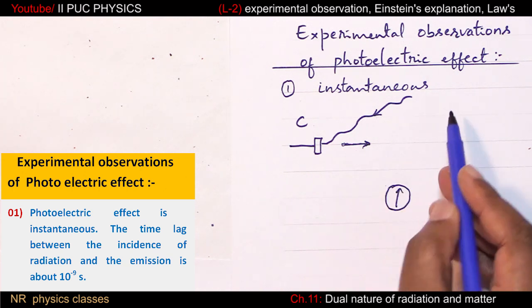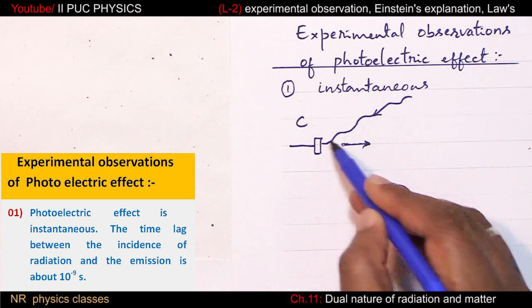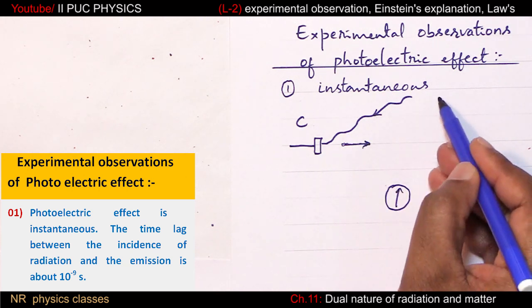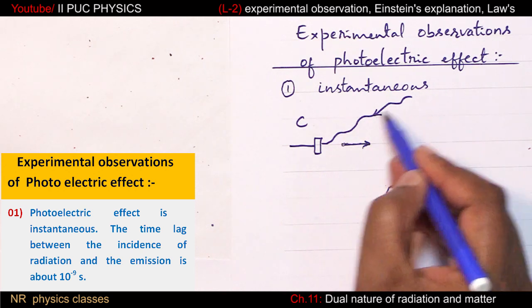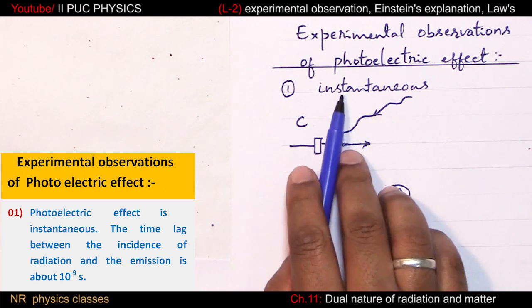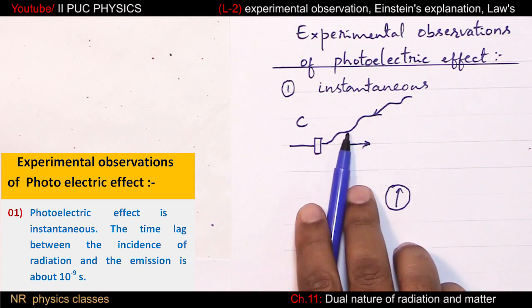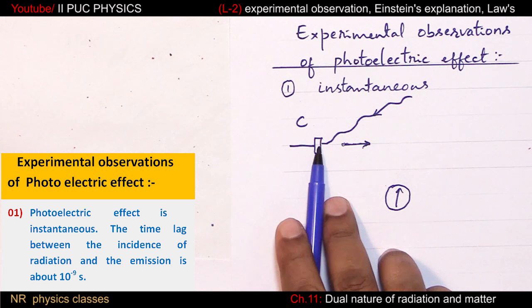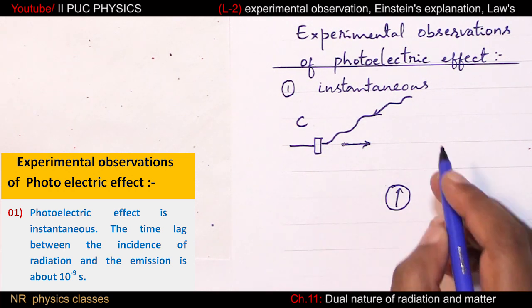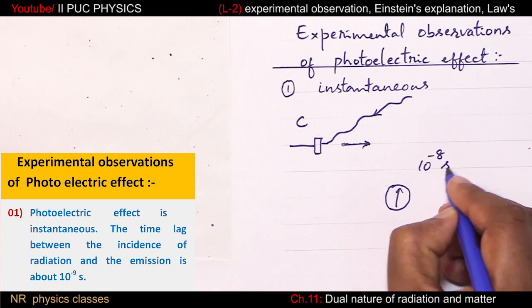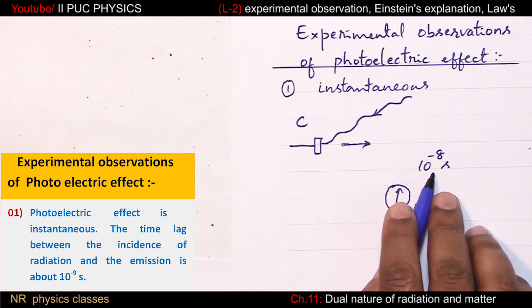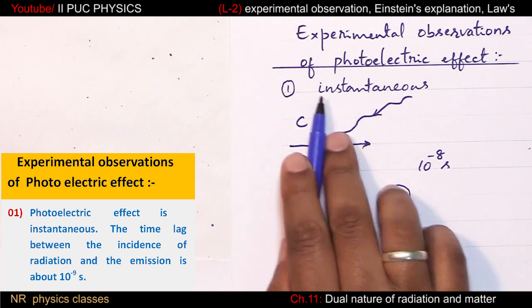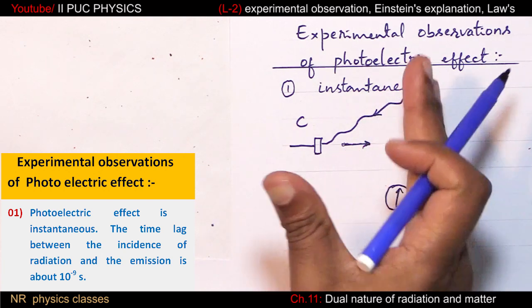Now, as soon as light is incident, deflection is observed. There is no light, no deflection. There is light, there is deflection. No light, no deflection means it is instantaneous, and the time lag between light incident on the material and emission of electrons is about 10 power minus 8 second, which is very small. For human scale, this time is very small. Therefore, it is almost instantaneous. So we can say it is instantaneous. Quick reaction.